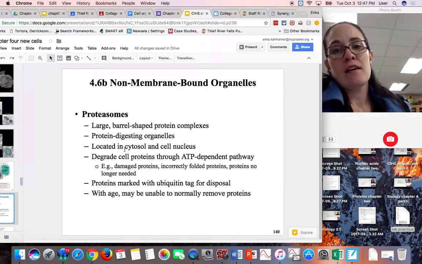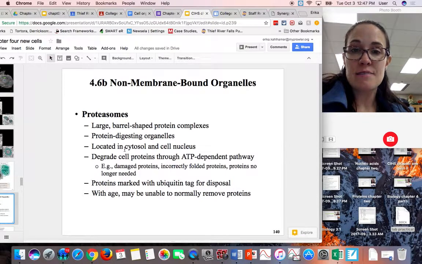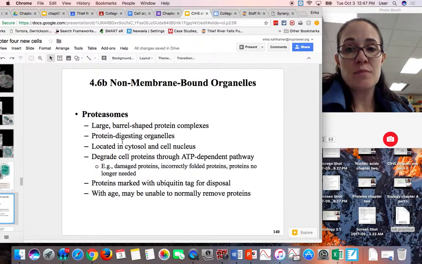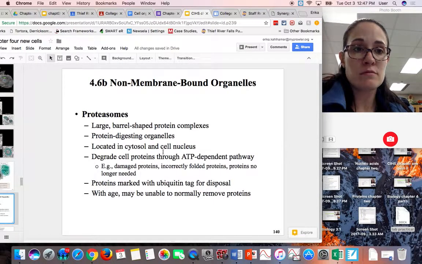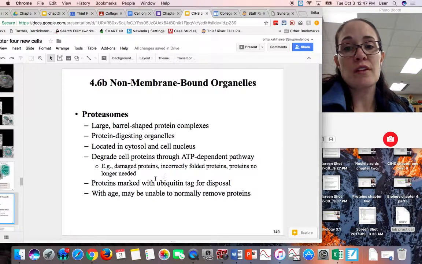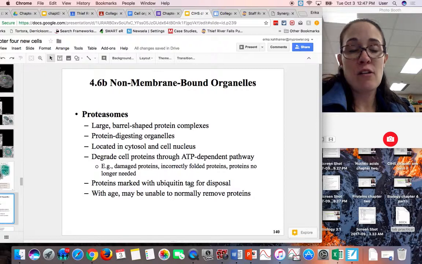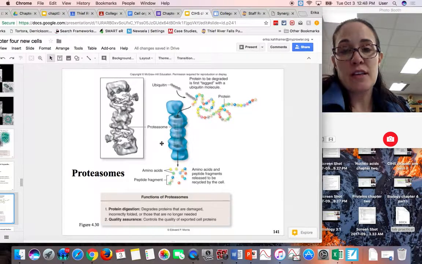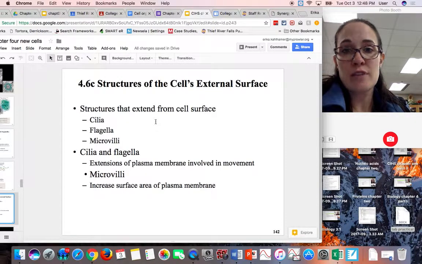Proteasomes. They are barrel-shaped proteins. They digest proteins that are probably inoperable for whatever reason. So they take care of damaged proteins or incorrectly folded proteins, proteins that you no longer need, and can take out proteins in the body. Proteasomes are complexes that digest proteins. Here's what they look like, kind of like barrel-shaped. And the proteins go in there and they essentially recycle the parts of a protein to build new proteins.